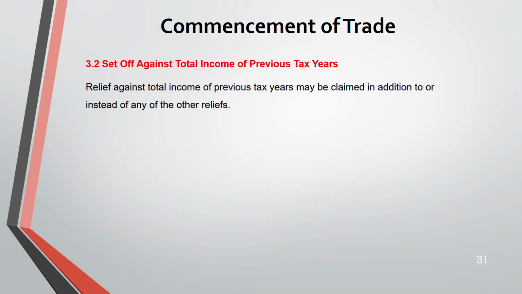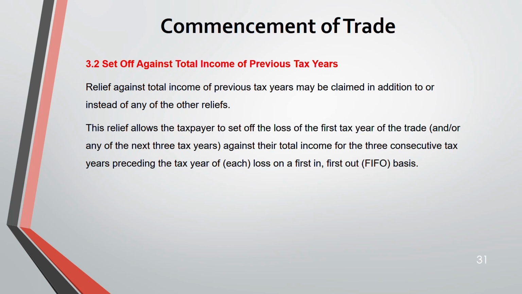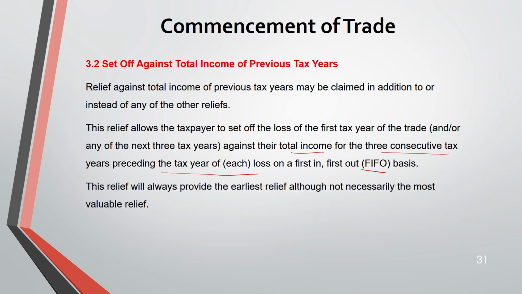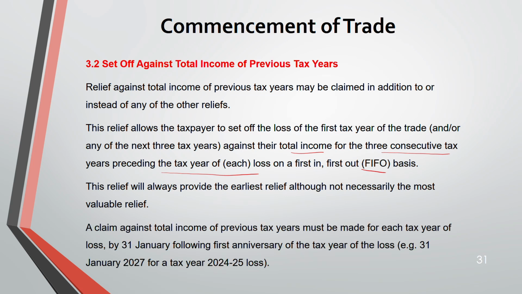Now, setting off against total income of the previous tax year. So here, this you can claim in addition to the other reliefs. This relief allows the taxpayer to set off the loss of the first 4 tax years of the trade, or any of the next 3 tax years, against their total income for the 3 consecutive tax years preceding the tax year of loss on a FIFO basis. Remember, on a FIFO basis. And this relief will always provide the earliest relief, although not necessarily the most valuable relief. So whenever they ask for the earliest relief, go by the previous year.